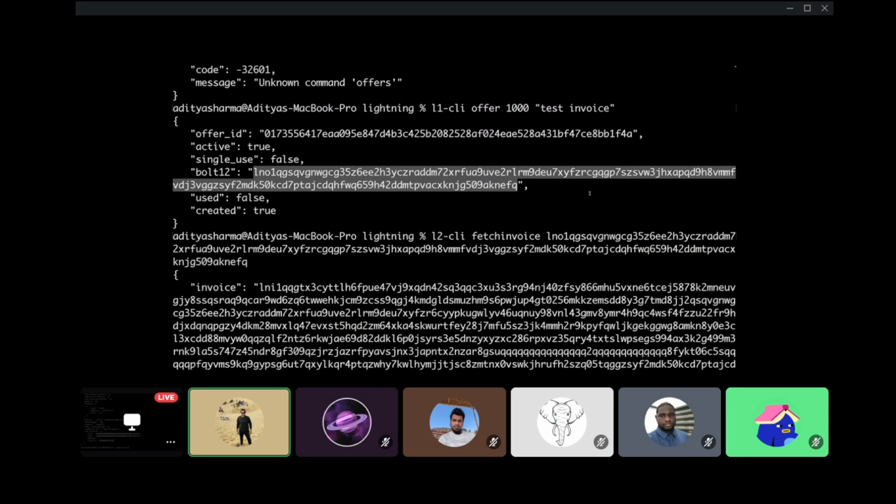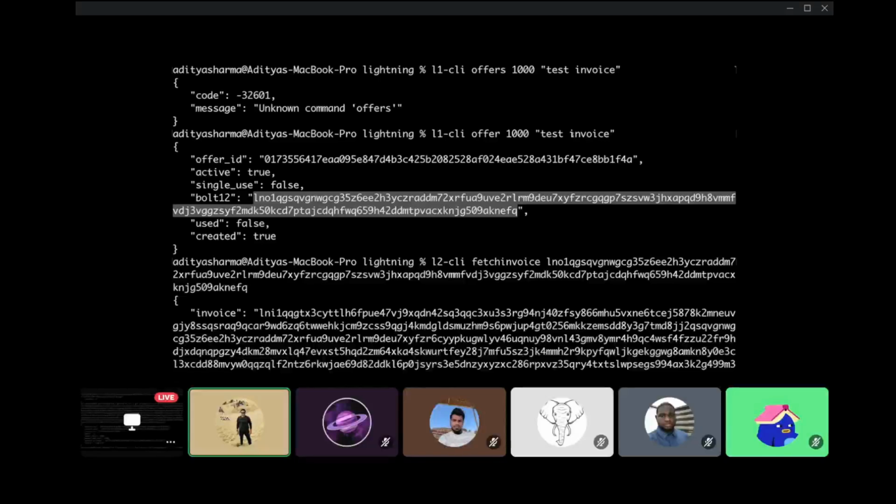So it's a very simple UX in that sense. But I hope you guys are able to appreciate the beauty of how Bolt 12 basically facilitates this. For Bolt 11, you would have to create an invoice every time you pay someone. You can't use an invoice again. So those are not reusable.